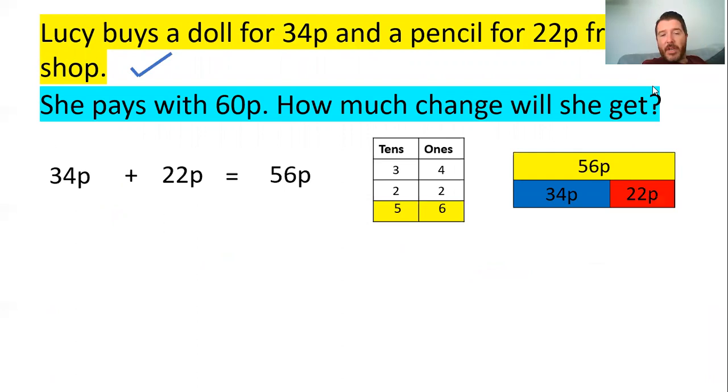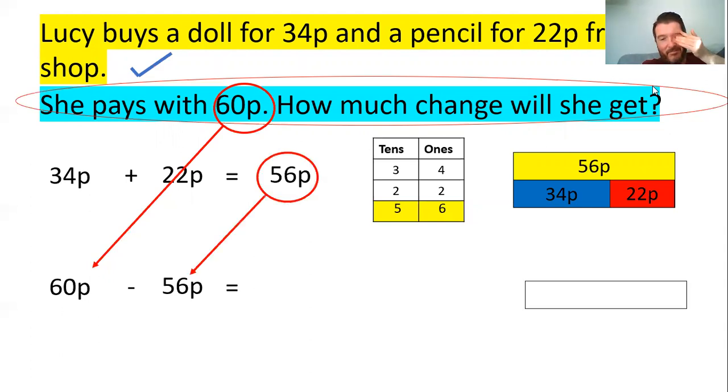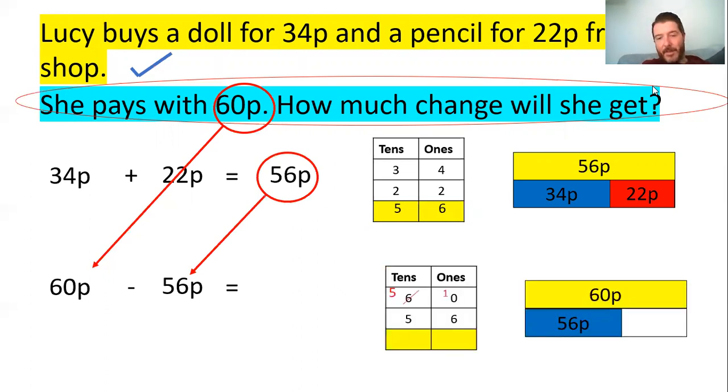So now we've got our new total. We've got a 60p, which is what she pays with. We're taking away the 56p, aren't we? Because that's how much she spent. So 60p take away 56p is 4p. Okay, so the answer to that problem is 4p. And we've done both steps.